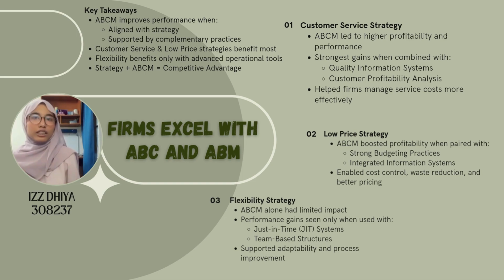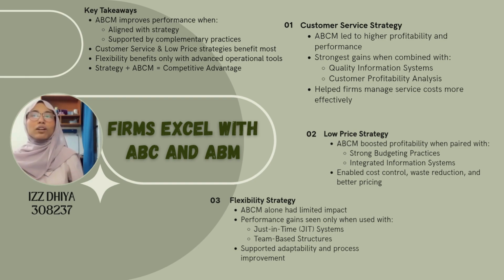The first key finding: firms that focus on customer service and also use ABC and ABM perform significantly better than those who didn't. These firms were able to identify the real cost of serving customers, use that data to improve service delivery, and focus on the most profitable customer segments. Additionally, when paired with quality information systems, the performance gains were even stronger, especially in profitability and customer satisfaction.